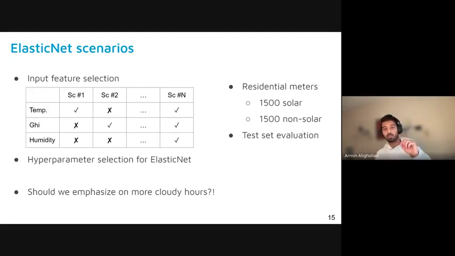We did it for 2 segments of the data, and all of them are residential meters. One segment was 1500 solar meters, and the other segment was 1500 non-solar meters. So basically, in each scenario, we run all of the models, the ElasticNet model, train the model for 1500 meters in each segment. And we evaluate the models based on the test PNRMSE.